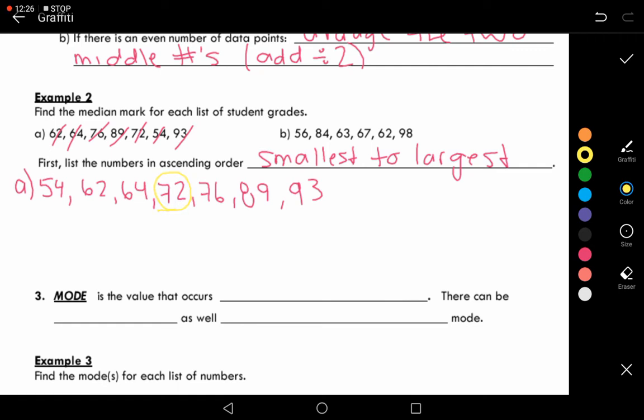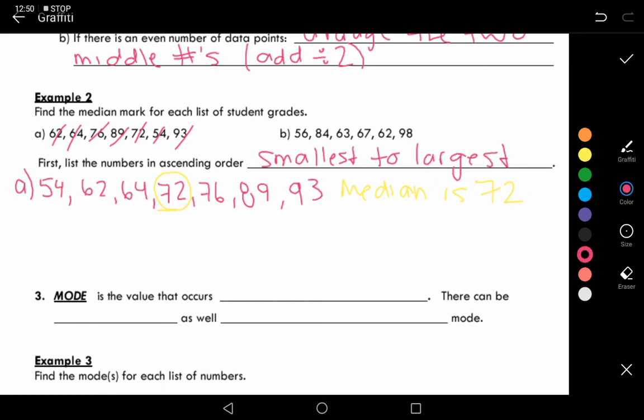The reason I know that's the middle is that if I look to the left, there are 3 numbers, and if I look to the right, there are 3 numbers. So the median here is 72. Actually, I'm going to write it over here. The median is 72. And again, the median is just that middle number.